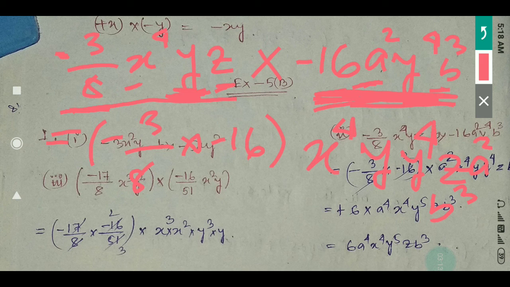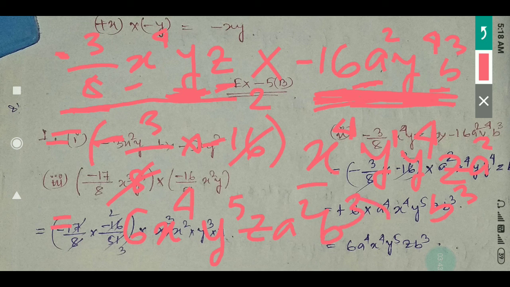Okay, now do the cancellation. Now you have to do the simplification. 8 into 16, minus times minus will become plus, so 6, 3 into 6, x power 4 y power 4. The bases are the same, so the powers will be added. Here y power 1 is given, so y power 1 plus 4 is 5, z a square b cube. This will be your answer.